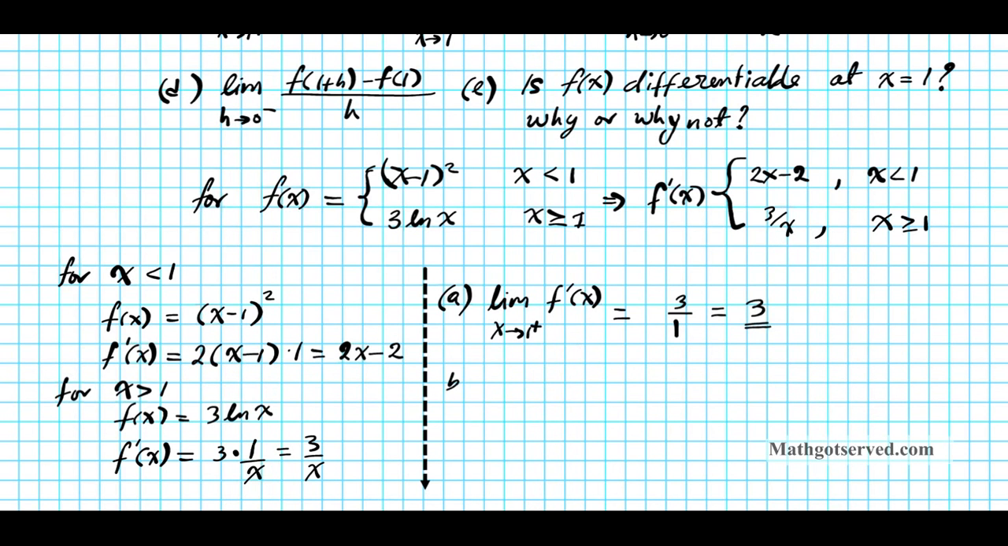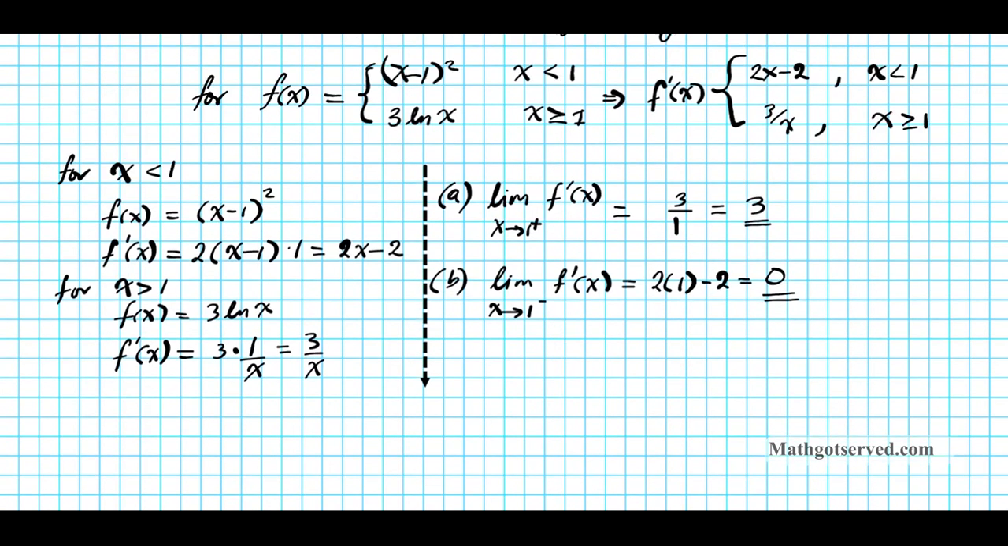And then for the B part, we're to find the limit as x approaches 1 from the left of f prime of x. If you're approaching from the left, this is the function that's active, so we plug in 1 for x here. We have 2 times 1 minus 2, which is 0. So this is the value that the derivative is approaching from the left.